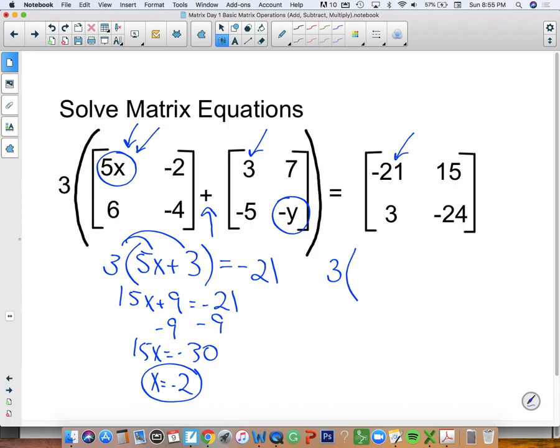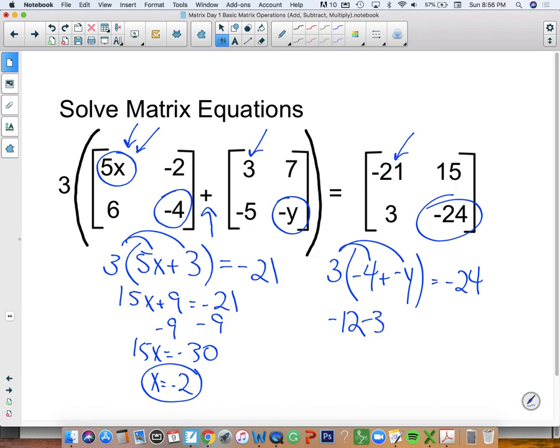We got that 3 out front, scalar multiplication, negative 4 plus a negative y. I'll just write it as it is there, and I can fix it here in a minute. Equals negative 24 because we're going to use these corresponding pieces, right? The bottom right-hand corner. So let's distribute. Boom, boom. Negative 12, and it's minus 3y equals negative 24. Add 12. Negative 3y equals a negative 12. Divide by negative 3, and then you're going to get y equals a 4.